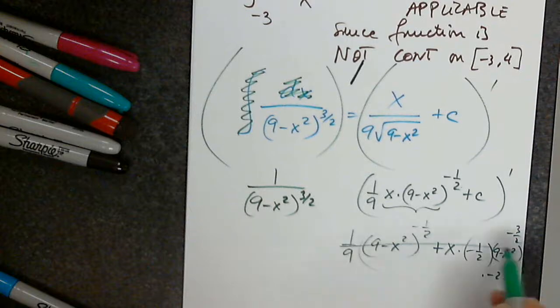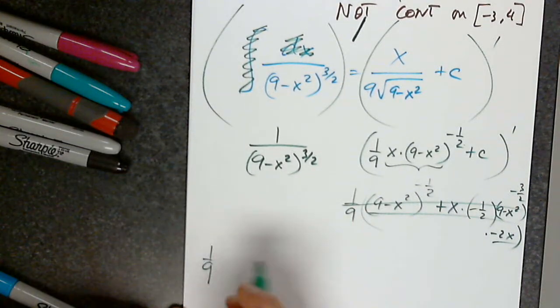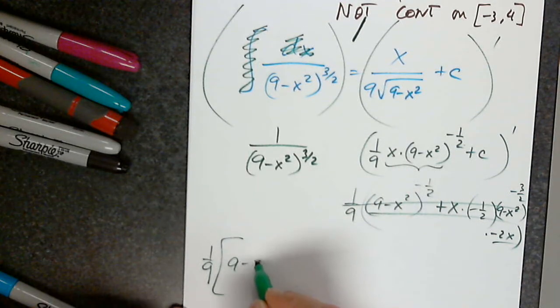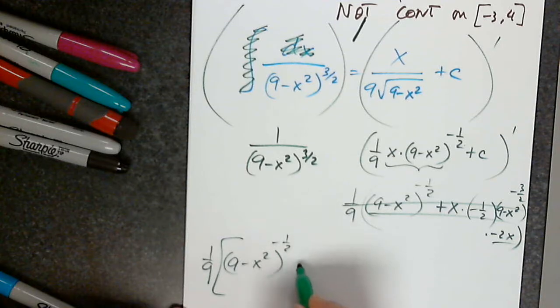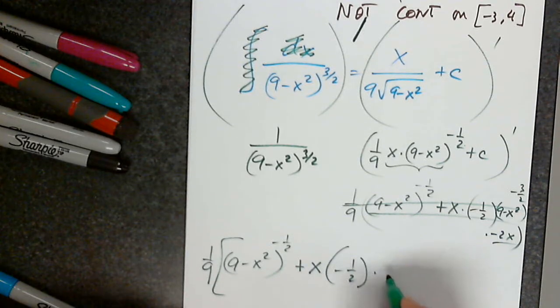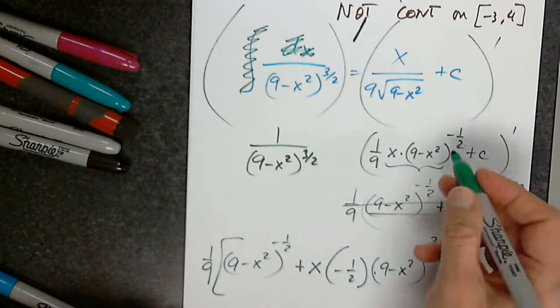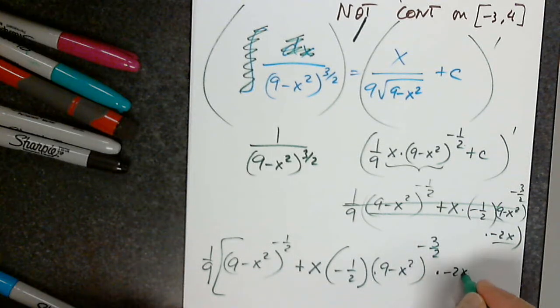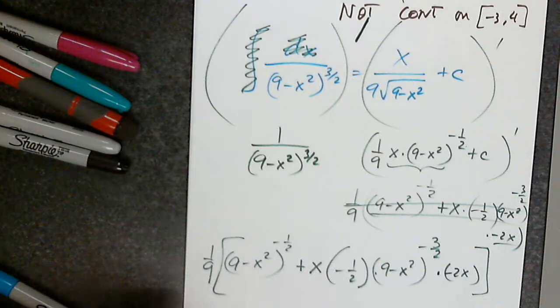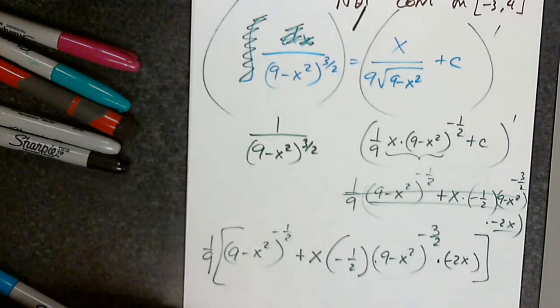Yeah, it's not clear. Okay, let me write it one more time. Forgive me. So I'm going to write it here. So 1/9 stays in front. First function prime is 1. So I copy (9 minus x squared) raised to -1/2 plus, I copy x, and now I have to differentiate the second function. -1/2, (9 minus x squared) raised to -3/2. I have to subtract 1, multiply by -2x. It's the same in there, but it's not clear.